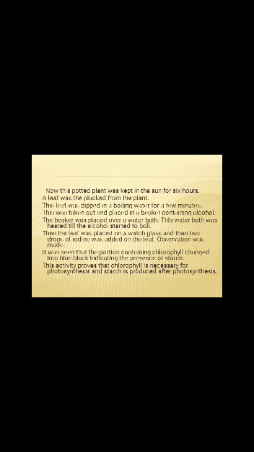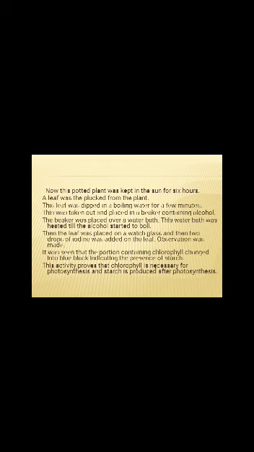The boiling water will soften the cell walls. Then in the next step we added alcohol and boiled the leaf in alcohol over a water bath. This is done in order to dissolve the chlorophyll so that the starch test can be easily done.